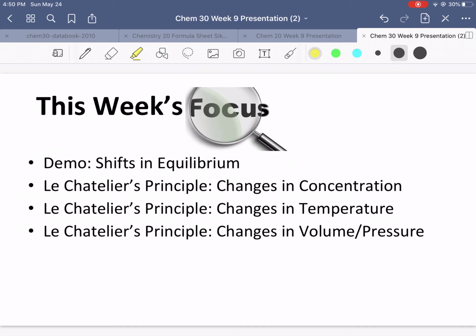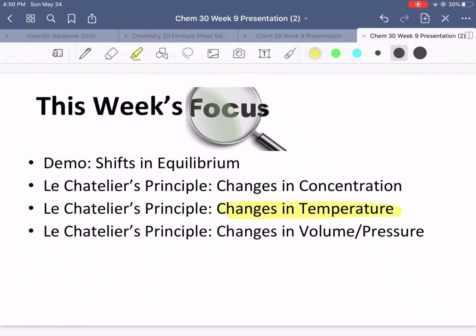And away we go into the third podcast of Chemistry 30 Week 9. Now, last podcast, we examined Le Chatelier's principle and how equilibriums would respond to changes in concentration or the addition or removal of a reactant or product. This time, we're going to focus on changes in temperature.